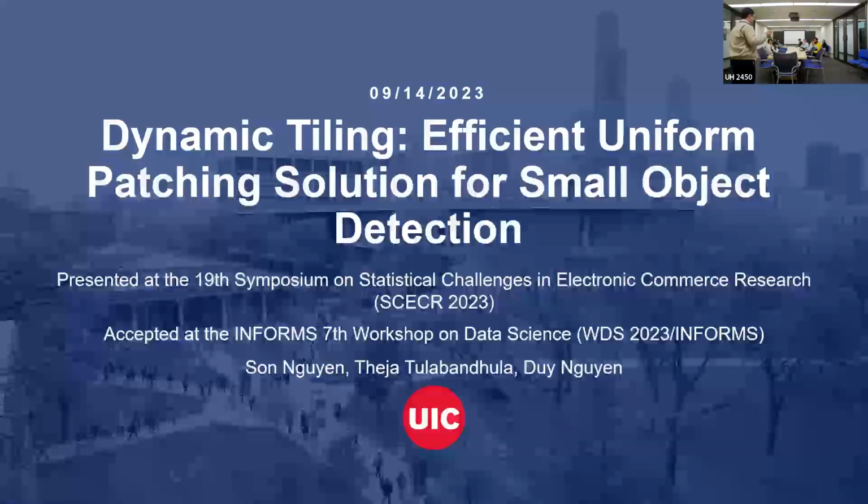Over the past few months, we've been working on human AI collaboration with some companies. During that time, we noticed a gap in how to adapt object detection deep learning models into businesses, and we noticed the gap for small object detection, where they're not performing well. I'll present this dynamic tiling efficient uniform patching solution for small object detection.